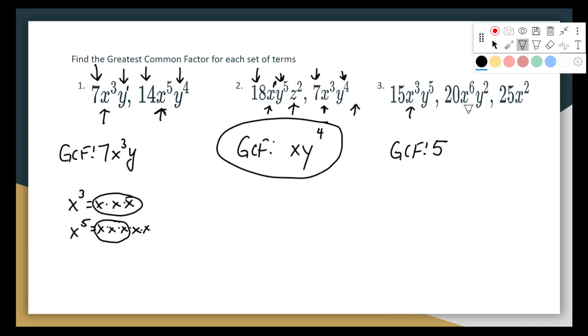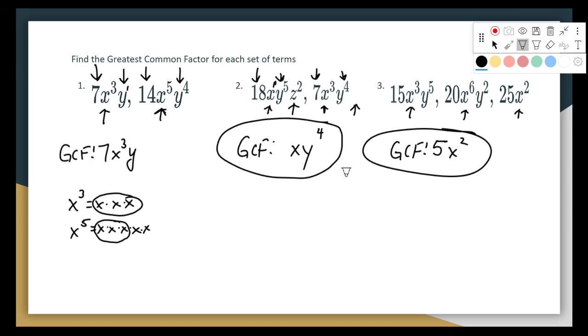We have 3 powers of x, 6 powers of x, 2 powers of x. So I can take out 2 powers of x, that's the smallest. Then we have 5 powers of y, 2 powers of y, no powers of y. So I can't put any powers of y out in my GCF. So that's my GCF. That's how you find a GCF.